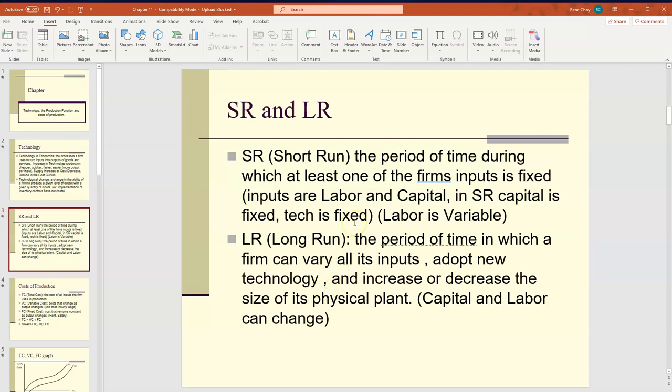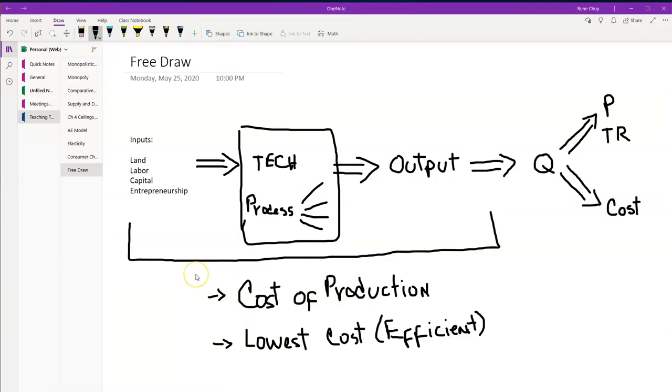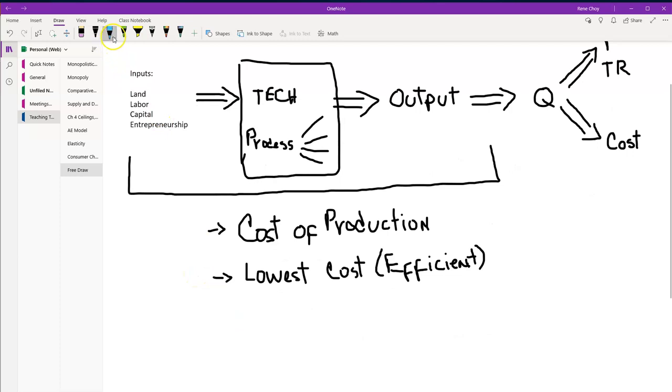The short run is a period of time in which at least one of the firm's inputs is fixed and the other one is variable. Now, for simplicity purposes, we're basically just going to talk about labor and capital as the inputs to production. And we think of land and entrepreneurship as endowments. So in other words, you are given those, you can't really change those, but you can definitely work on your labor and your capital in the short run and in the long run.